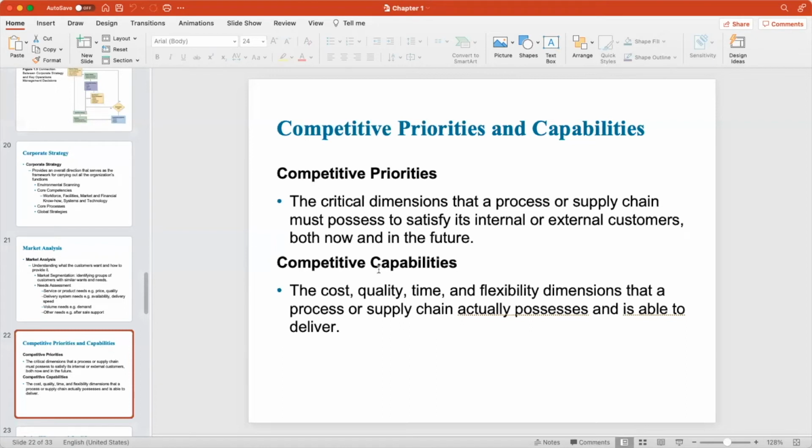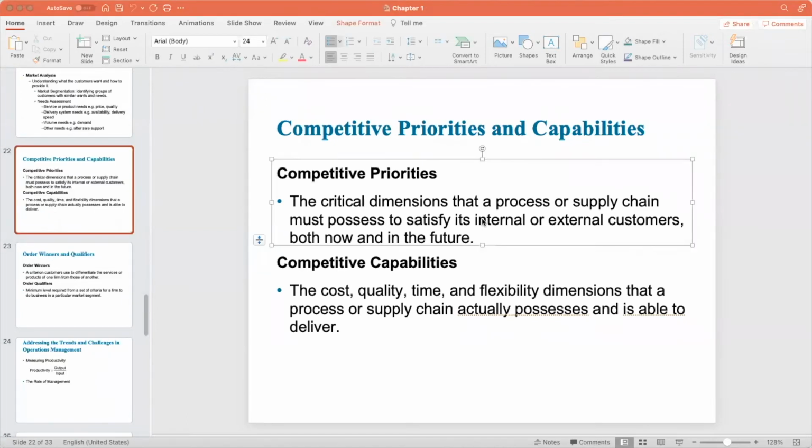For example, here, the competitive priorities and the competitive capabilities, okay? So the key difference between these two terms is very straightforward and very simple. Let me help you illustrate this. So first of all, the competitive priorities is more focused on illustrating the key characteristics that you really want to put on your products or services.